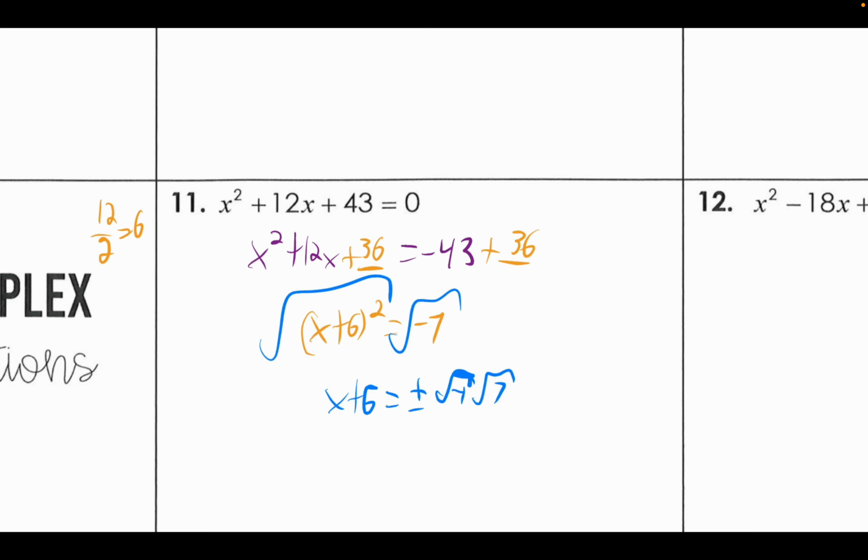Square root of 7 cannot simplify any further, so we'll call this x + 6 = ± i√7. Then we can subtract 6 and get -6 ± i√7 as our two complex solutions.